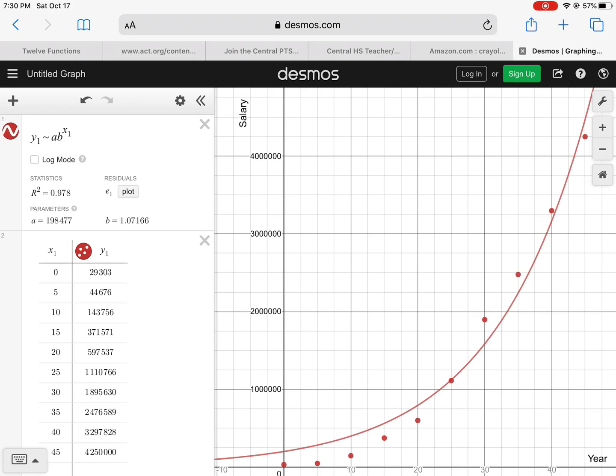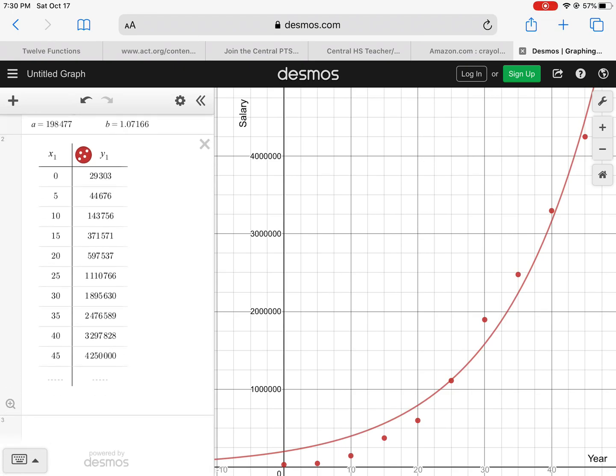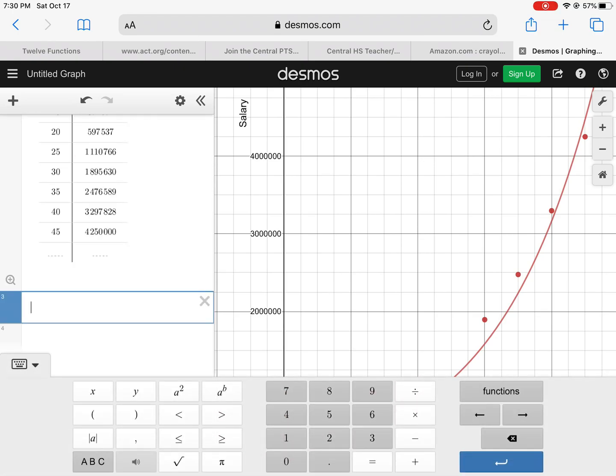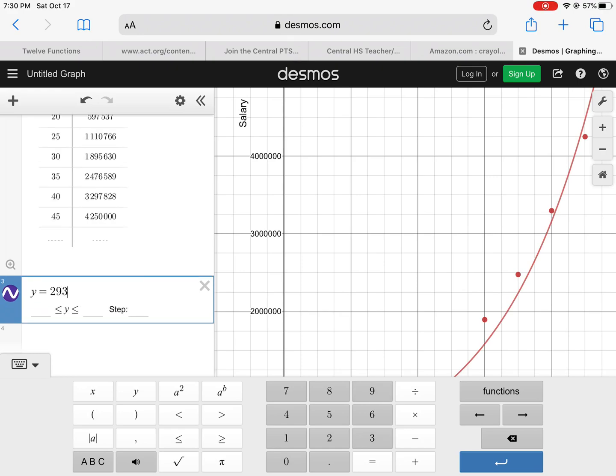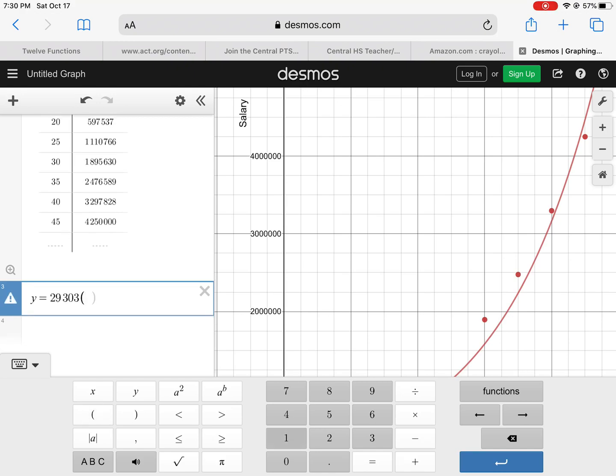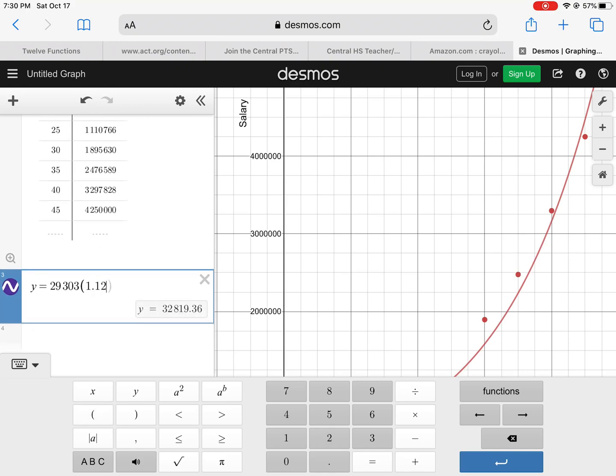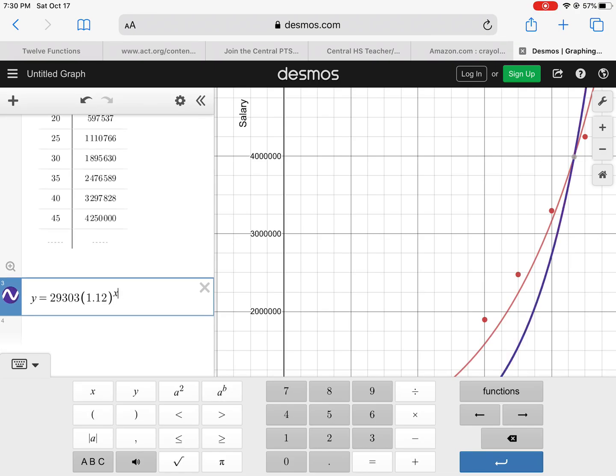Okay, I can see how this model is matching the dots. It's definitely an exponential looking curve, and it fits loosely. It's not as nice and pretty as the one we did earlier. But let's check out the equation that we were using based off of 1970. So remember that equation was y equals 29,303 times 1.12 to the x power. And we can kind of compare the two.